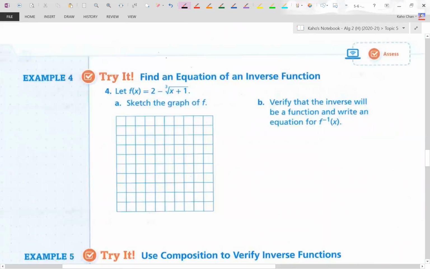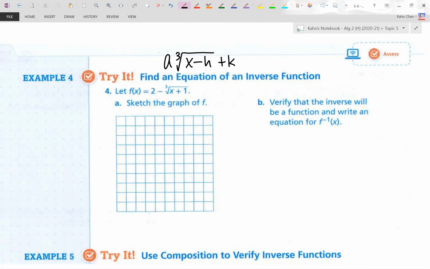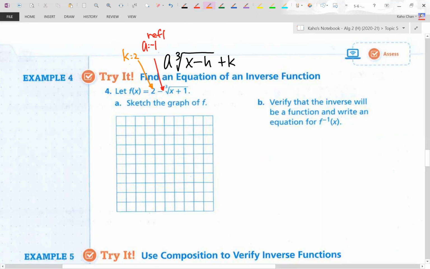Cube root functions in transformation form look like this. Looks like they moved the k to the front, that's 2, and your a value is -1, kind of interesting. That's a vertical reflection. And that 2, of course, is your k value, meaning it goes up. Interesting. Let's draw some axes here.